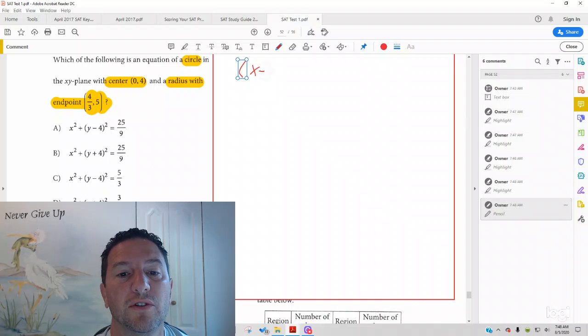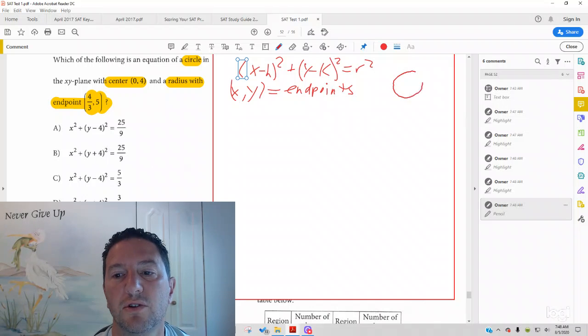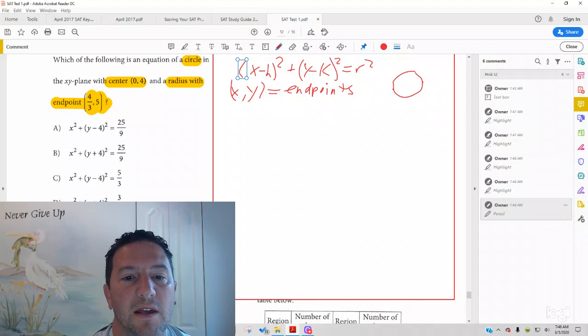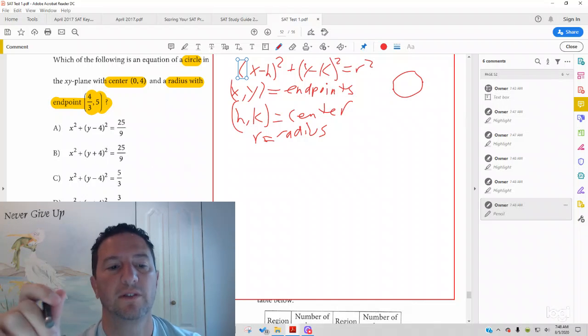The standard form for circles is (x minus h) quantity squared plus (y minus k) quantity squared equals r squared. In this form, x comma y are the endpoints. In other words, if you have a circle, those are going to be the points on the circle. Then h comma k is the center, and r is the radius. It's a little messy.